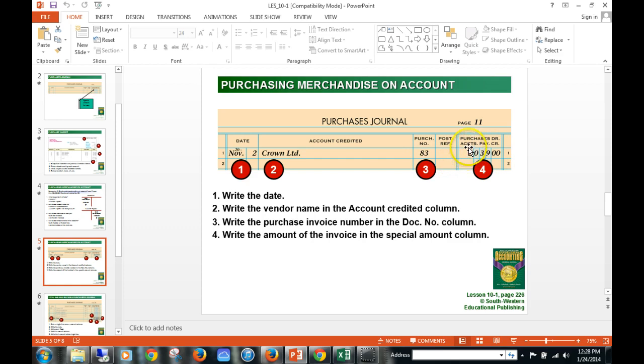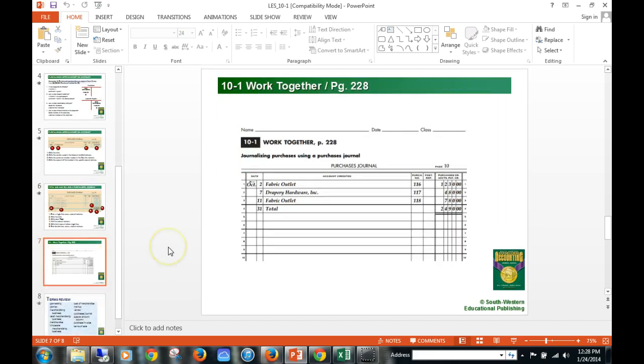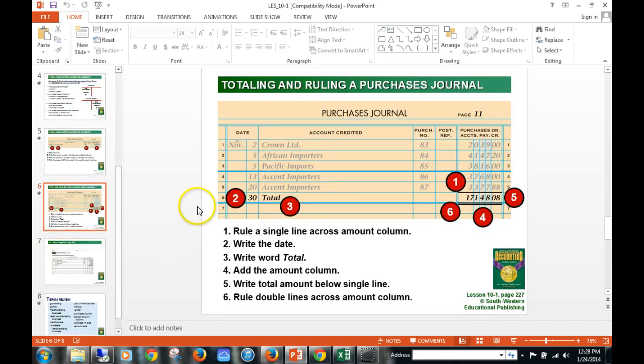And again, this says that purchases is debited, accounts payable is credited. So we only need to write this in here once. So once we're finished at the end of the month or end of the accounting period, looks like Omni goes month by month, we have each account that we purchase merchandise from, the purchase numbers, Pacific, Accent, Accent again.